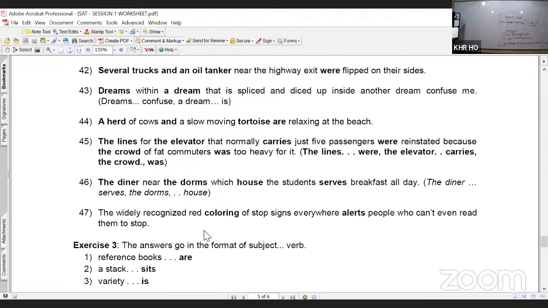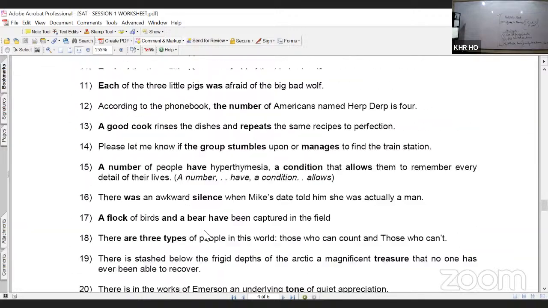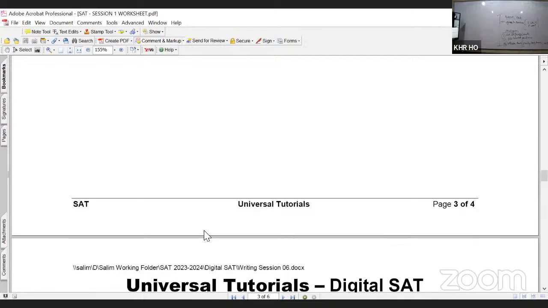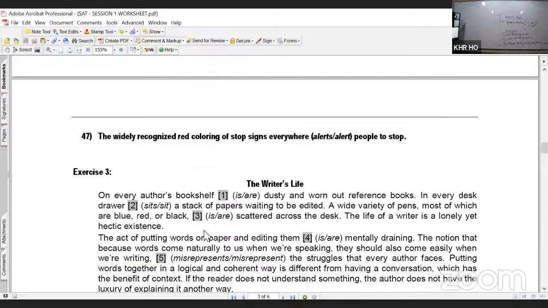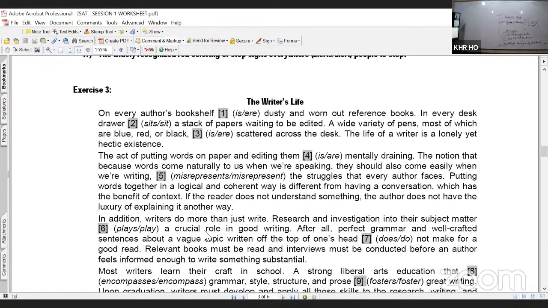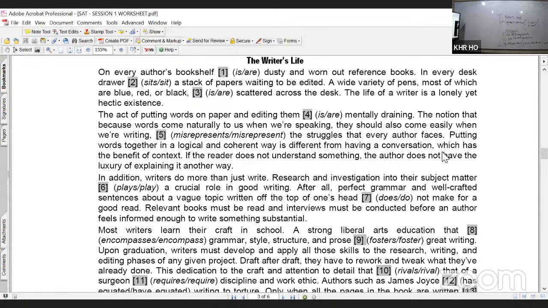Okay. Same as Raina. See, it's all right. Everyone has their own area to improve on and to be strong at. So there's no comparison. Sure. Let's see question number 3 first. I thought the subject was pens, so I went with are and not is. A wide variety of pens, most of which are blue, red, or black. What did you write? Are, because I went with pens. It's not pens, it's variety. The subject is variety. Raina, are you clear? Yes, that makes sense. Okay, this is sorted. So you two girls are sorted.